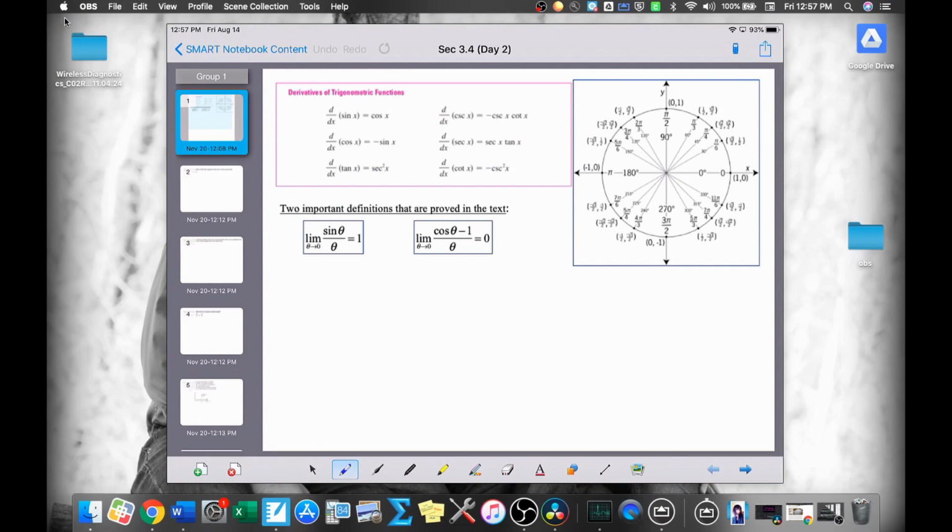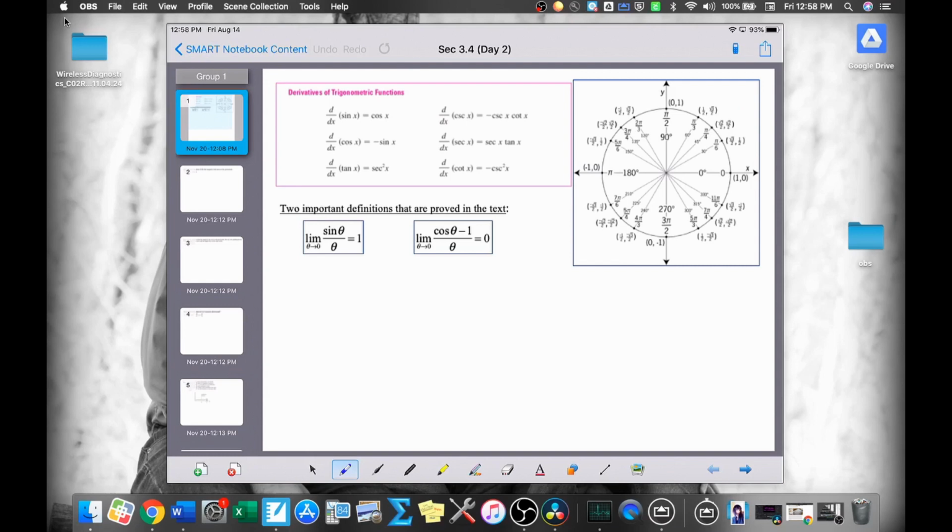We're going to continue talking about the derivatives of our trig functions today. There are 6 derivatives up in the box. Hopefully you've made your flashcards and you've started working on memorizing them. Notice that our friend the unit circle is also back.